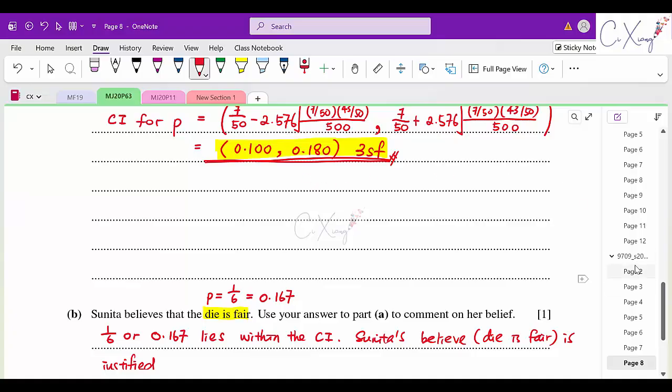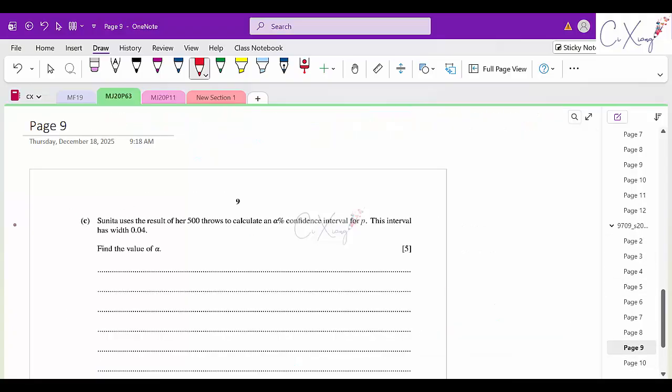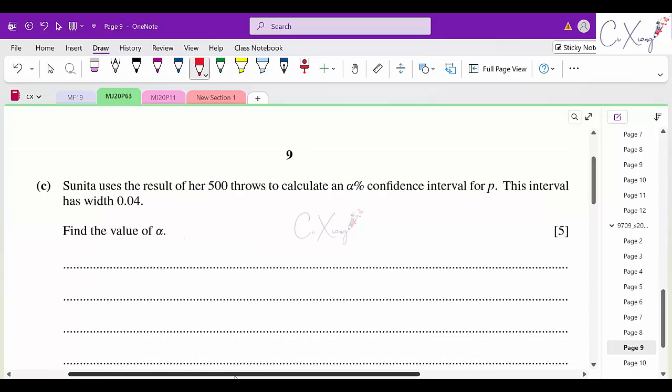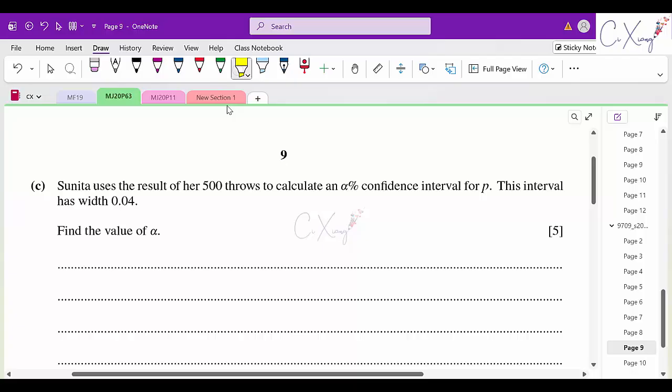Then let's continue further with part C. Okay, now she used the result for 500 throws to calculate the alpha percent confidence interval for P. And the interval has a width of 0.04. Find the value of alpha. All right, so let us highlight this one first, the width. The width has the value of 0.04.